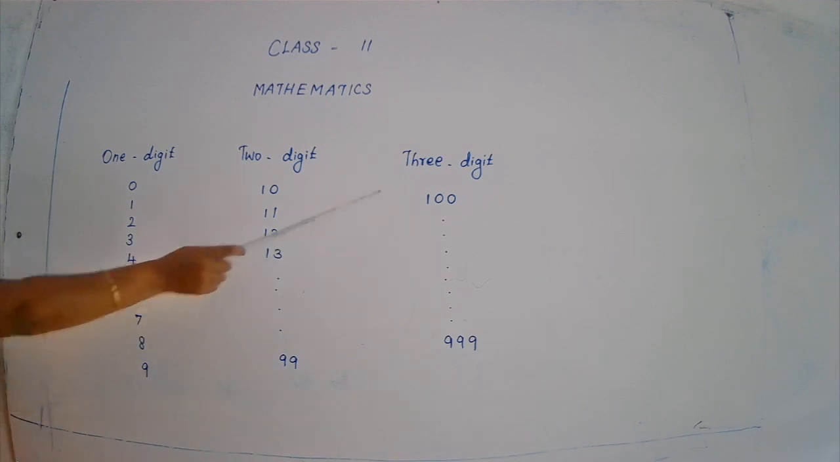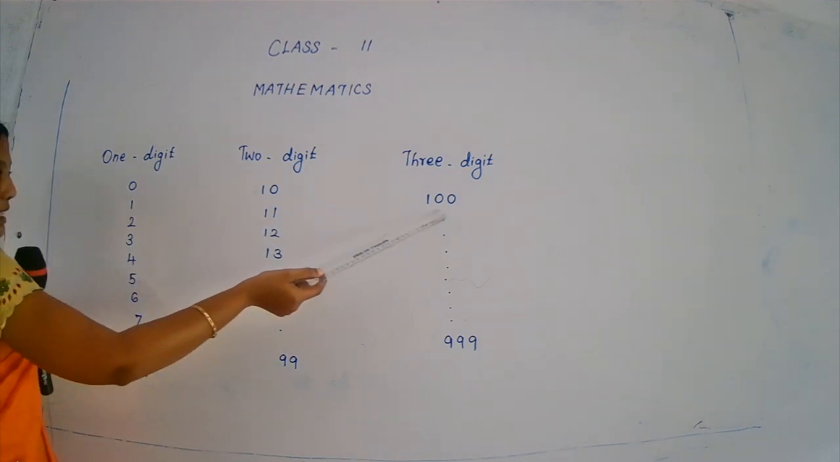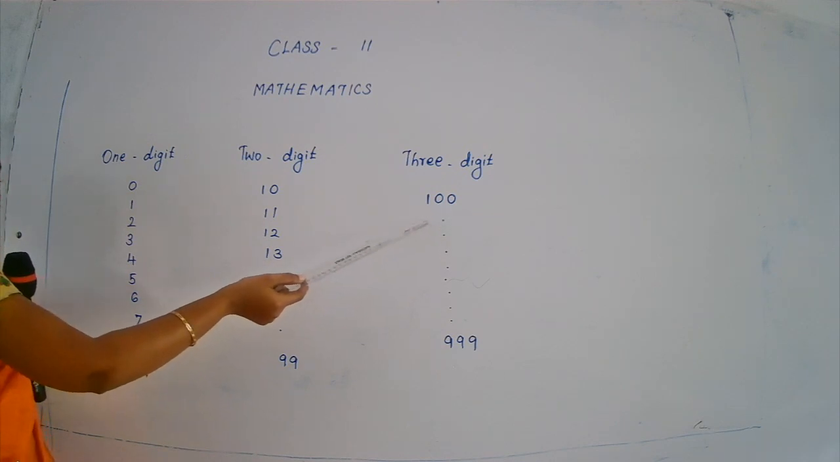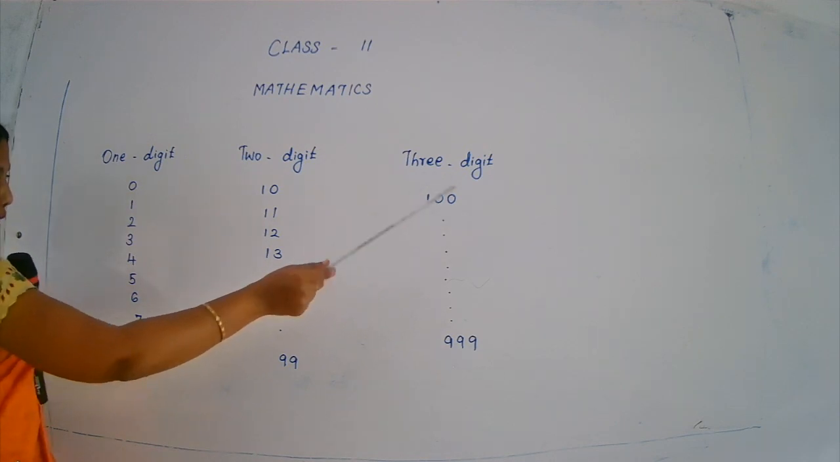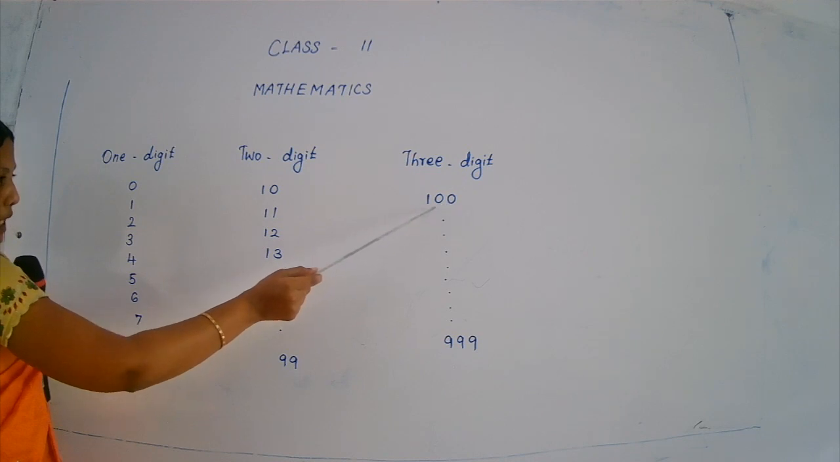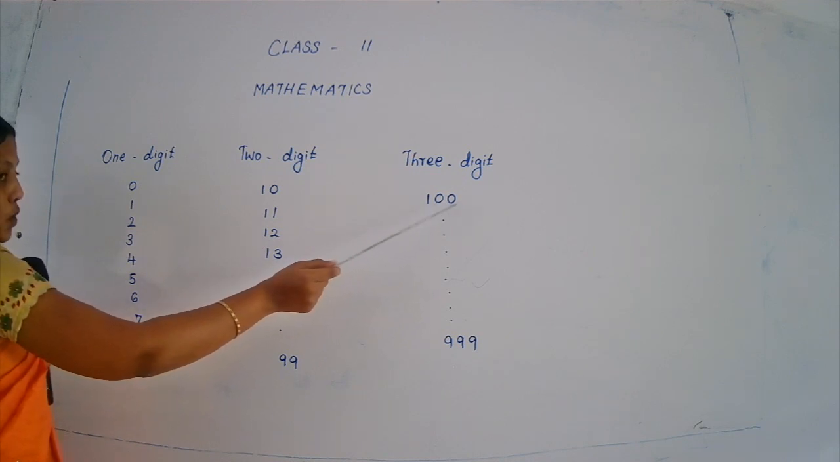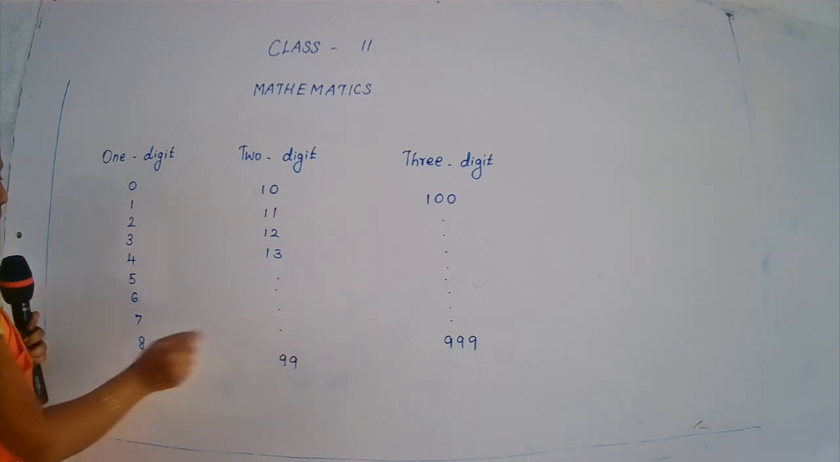Okay, then a 3-digit number. A 3-digit number means 1, 0, 0. How many digits are here? 1, 2, 3. There are 3 digits here, so it is called a 3-digit number.